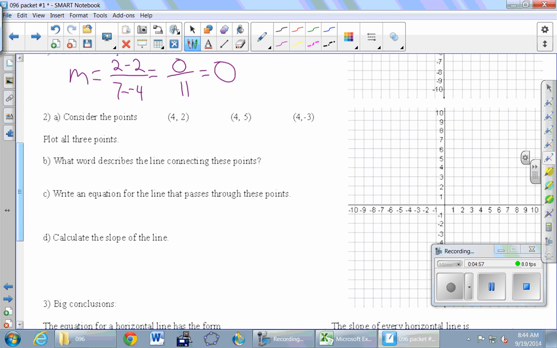Okay, same idea for number 2. Here I'm giving you 3 new points and a brand new grid. (4, 2), (4, 5), (4, -3). Take 10 seconds to plot those 3 points.